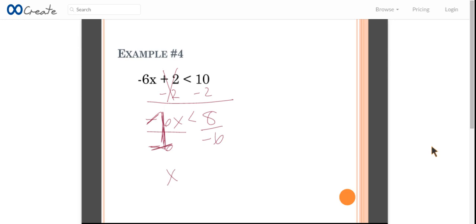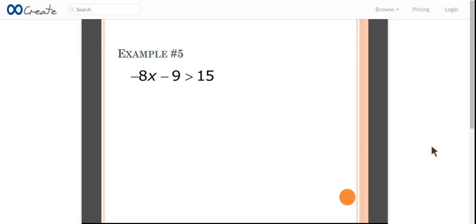8 divided by -6. Well, I can treat that like a fraction and just leave it as -8/6. But I can also simplify that. If I divide top and bottom by 2, it gives me -4/3. And then I said I need to flip my sign, so x is greater than -4/3. Cool.